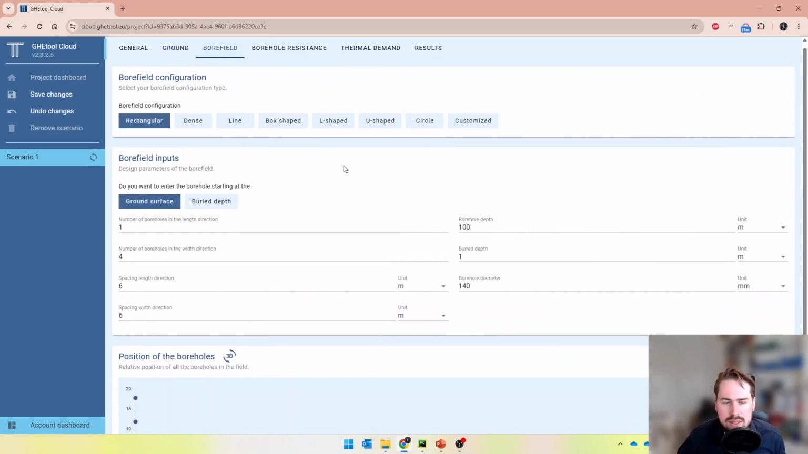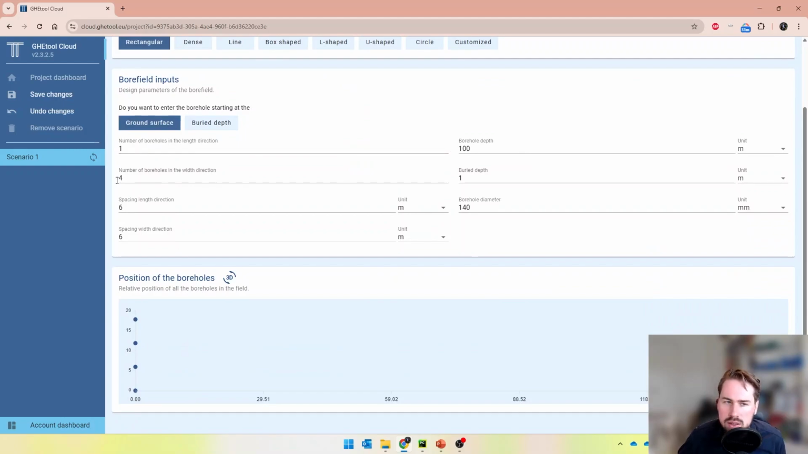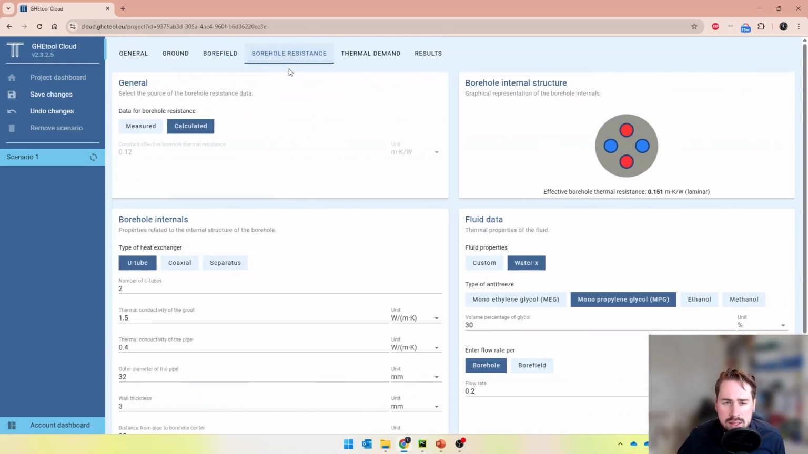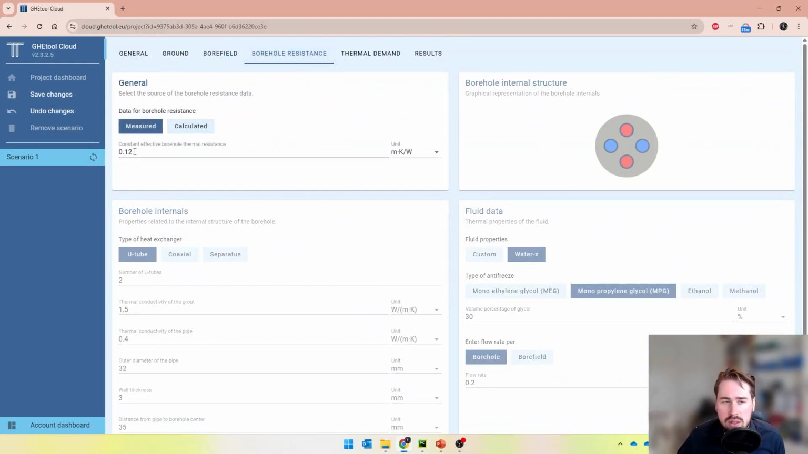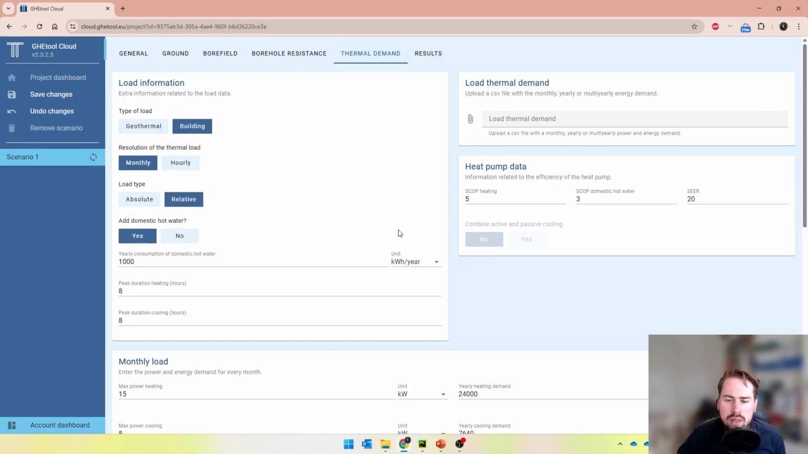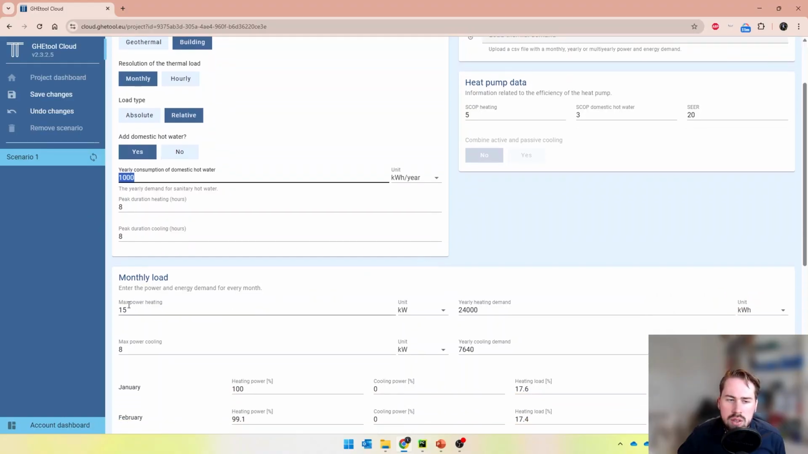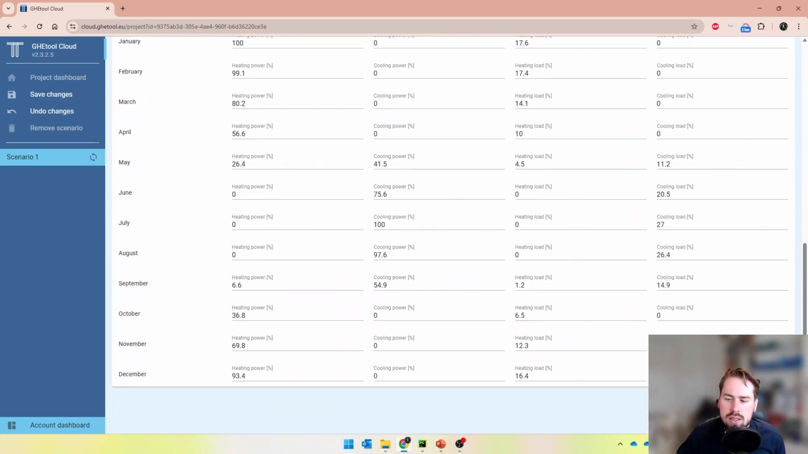In this case, we did a design with 4 boreholes of 100 meter. A borehole resistance, we measured this, so it was 0.103, and our thermal demand in this case is we will have 1000 kilowatt hours per year of sanitary hot water, 15 kilowatts in heating, 8 in cooling, and 24 megawatt hours per year in heating, and 7.6 megawatt hours per year in cooling demand.